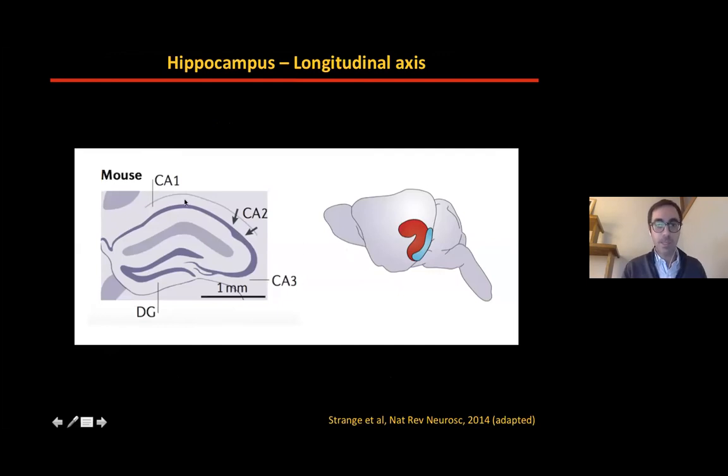And here I'm representing a coronal section of the hippocampus with its different subfields: the dentate gyrus, CA3, CA2, and CA1. And this structural organization is actually maintained along the longitudinal axis of the hippocampus. And a number of studies have shown that we can almost segregate the functions of this part of the hippocampus, which we name the dorsal hippocampus, compared with the other pole of the hippocampus, the ventral hippocampus.